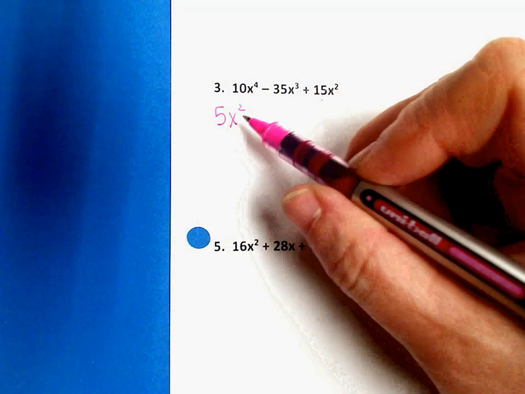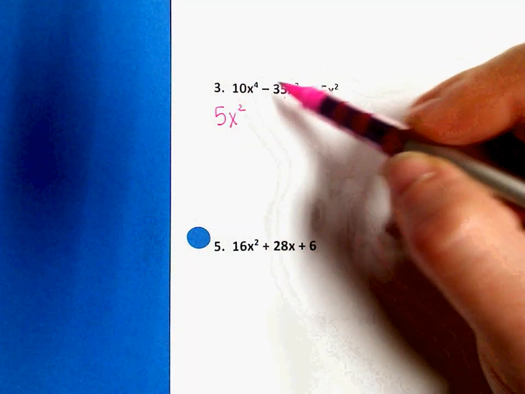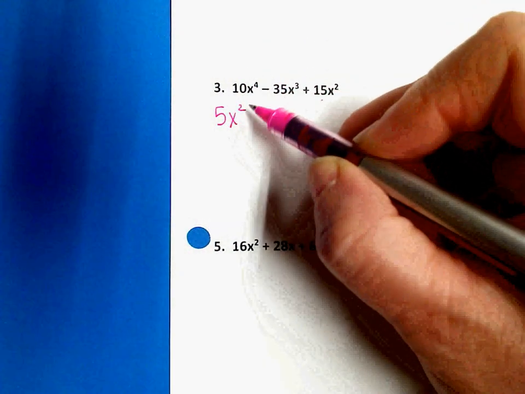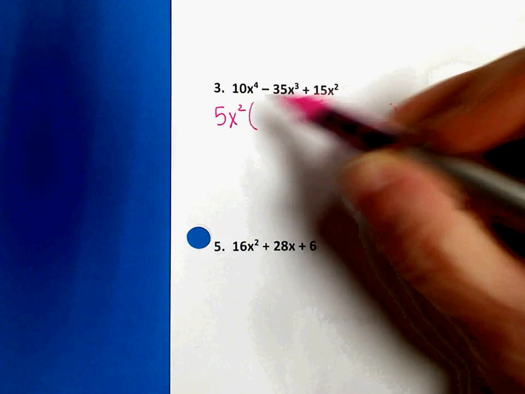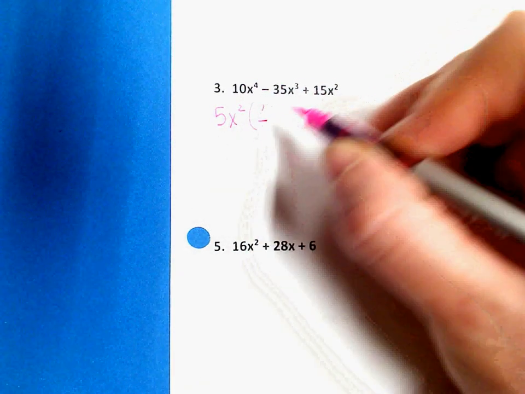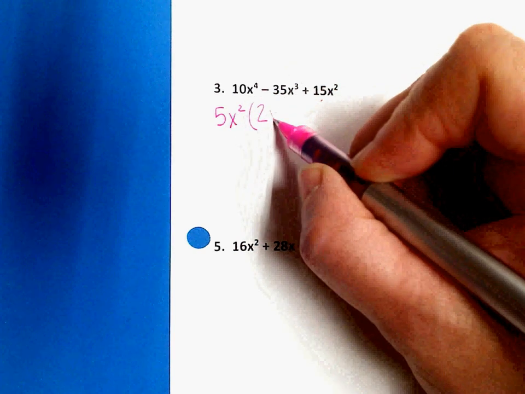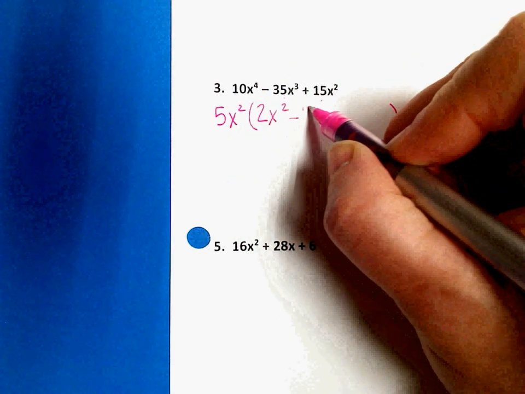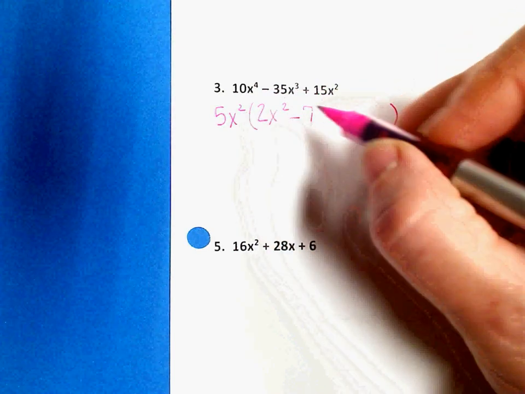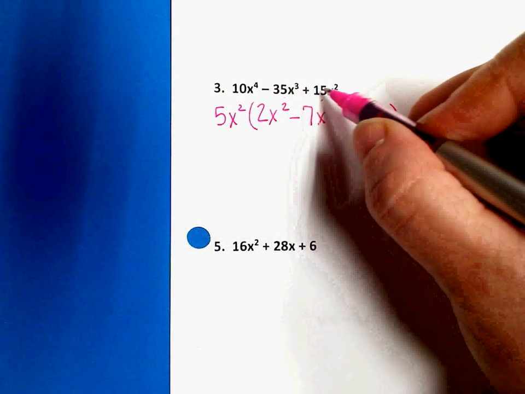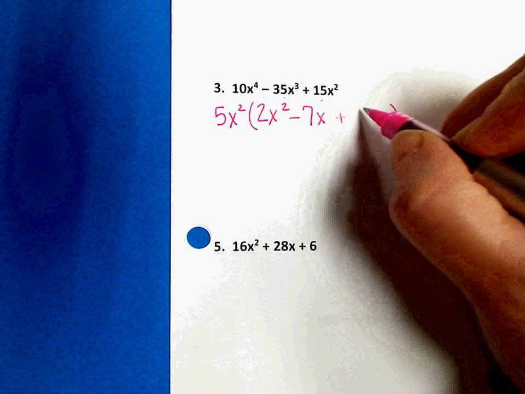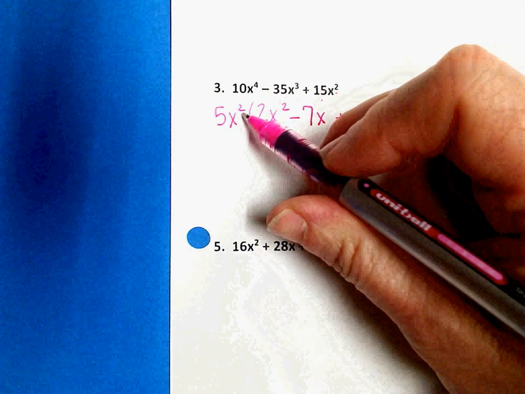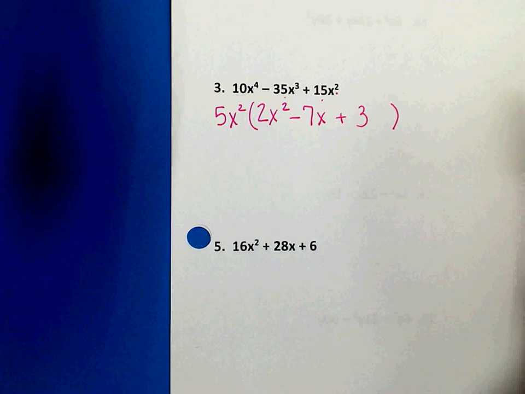So 5x squared is my GCF, and I'm going to divide each of these by the 5x squared. So I have 10 divided by 5, 4 x's taking out 2, negative 35 divided by 5, 3 x's taking out 2, and then 15 divided by 5, 2 x's, but both of them came out, so no x's left.